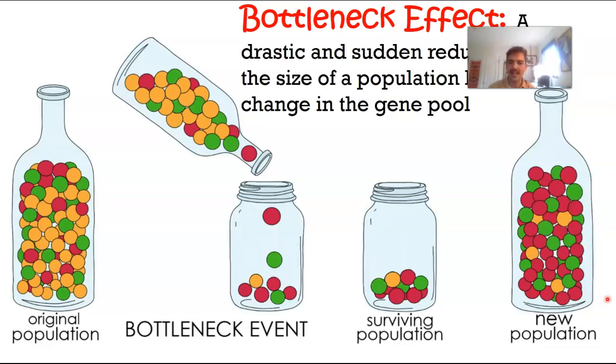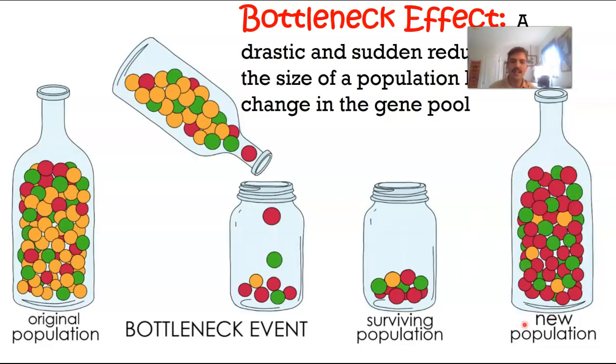So we have the bottleneck effect. This is when a drastic and sudden reduction in the size of a population leads to a change in the gene pool. So basically, here's the original population. There's the bottleneck event. So let's say a wildfire or a volcano explodes, so anything that's a big event. Then the surviving population has only these genes, these traits. And then the new population is less diverse. So it can weaken the population, right?